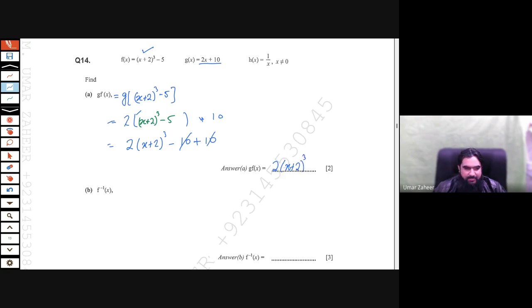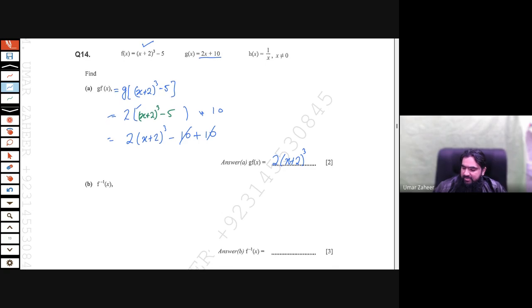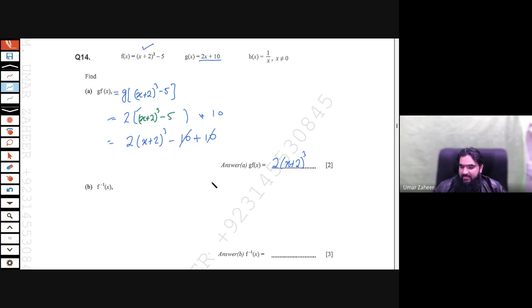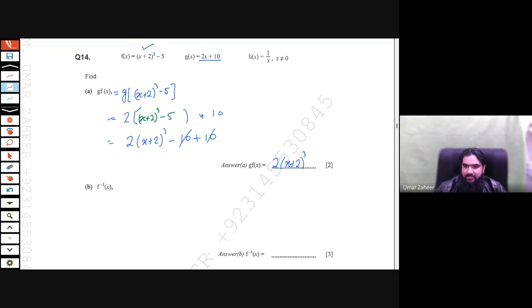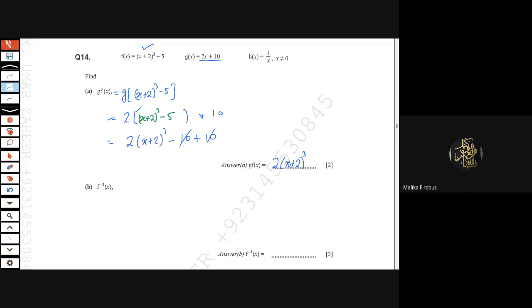There is no need to expand it, okay? Because we just have to find a composite function and we will get the answer in the factor form. There is no need to expand them. Yes, everyone, is it clear? Yes, sir.